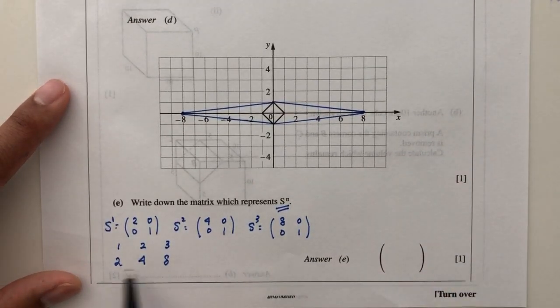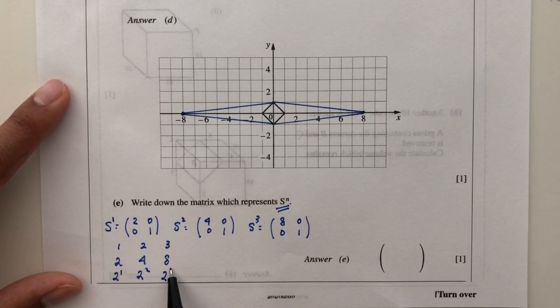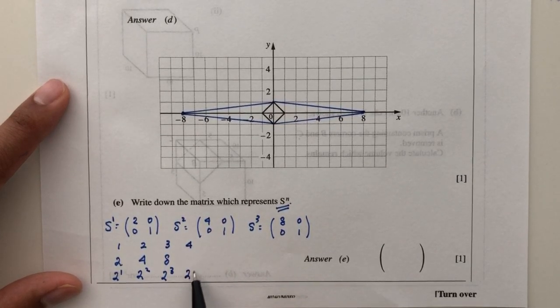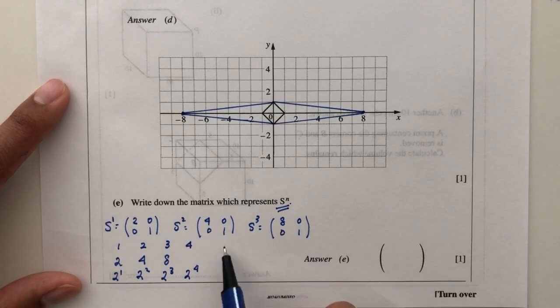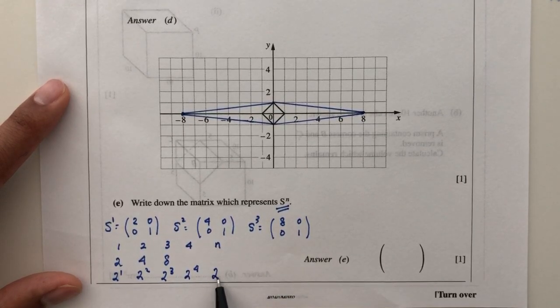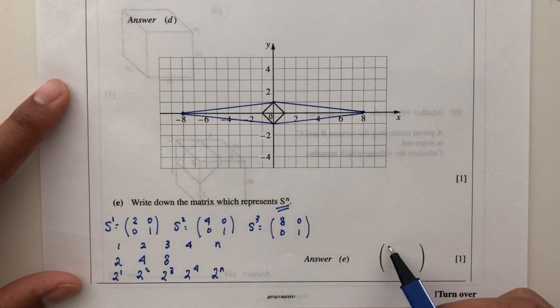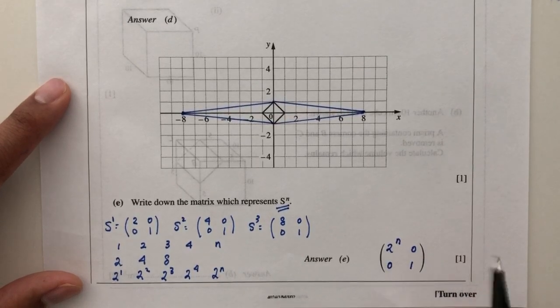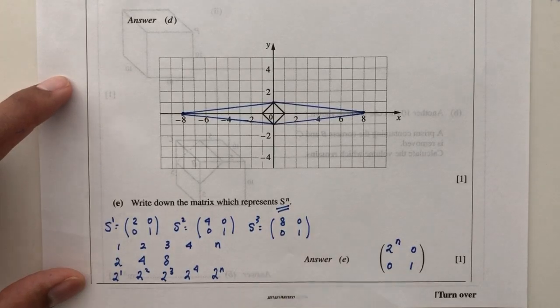So you can also rewrite these values. 2 can also be written as 2 power 1. 4 can be written as 2 power 2. 8 is 2 power 3. So let's say if it was 4, what would you write? You will write 2 power 4. But now if it is n, it will be 2 power n. So basically, the only thing that changes is here, 2 power n, and the rest remains the same. This will be your matrix representing this one.